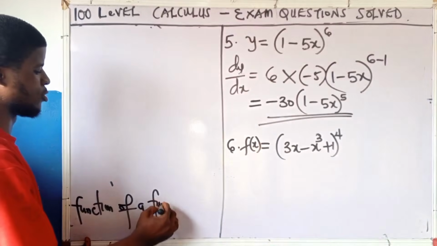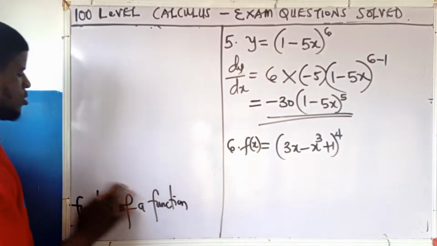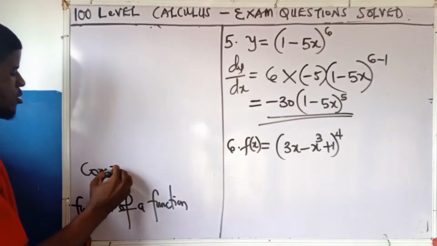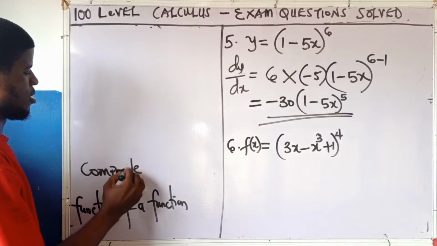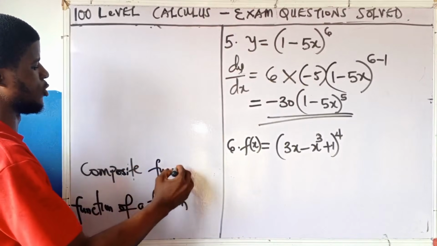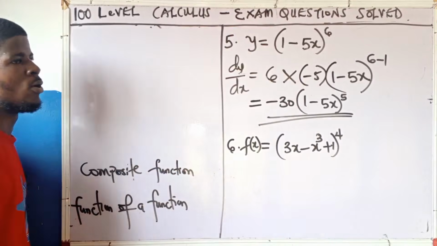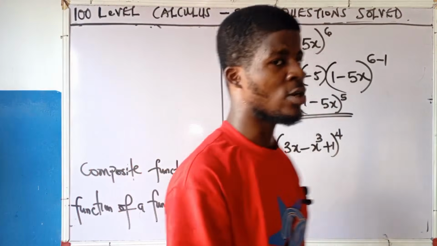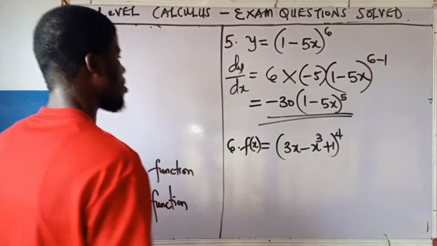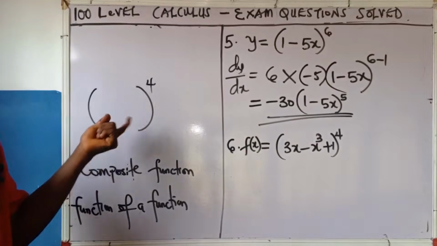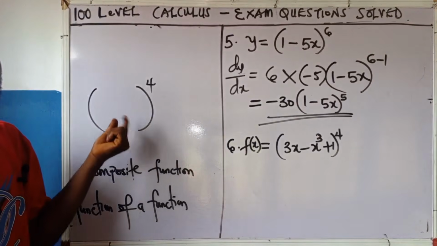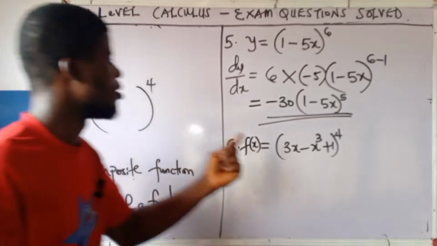Function of a function, or we say composite function. By composite, we mean that one function is made up or is composed of another function. See, (3x - x^3 + 1) raised to power 4 is a function, a power function. Do you get me? This is a power function.